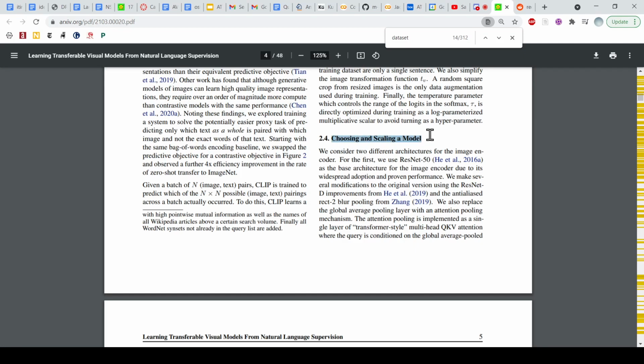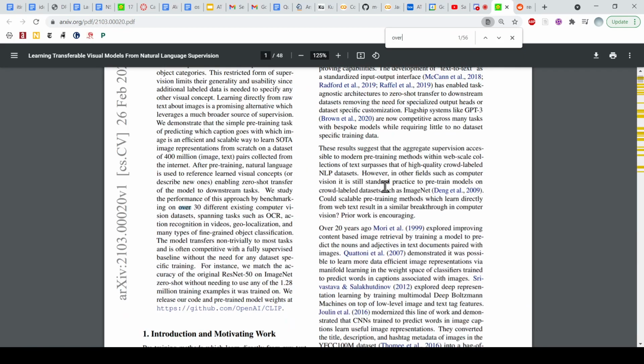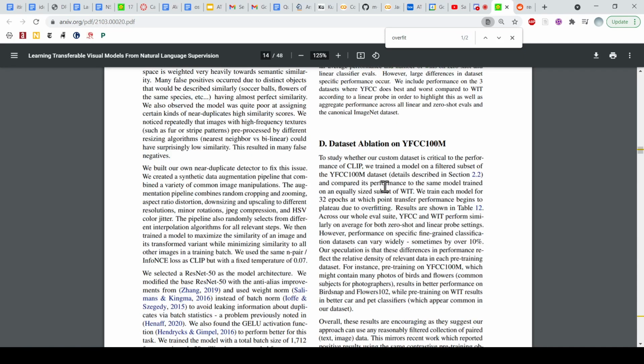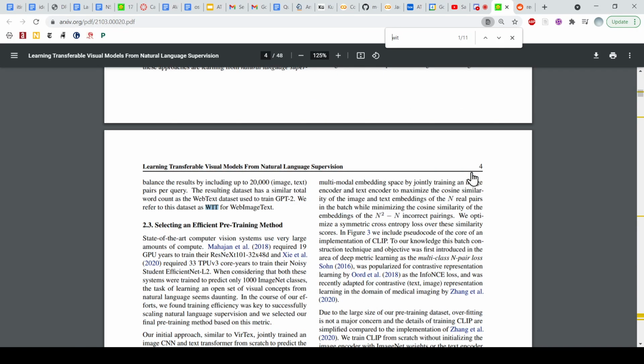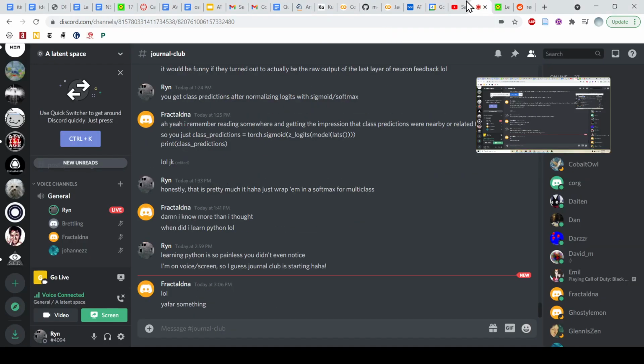They talk about choosing and scaling a model. One thing that they talk about in a different portion of the paper is that with the amount of data they had, they didn't really have to. Oh, here it is. WIT. Why is it not finding WIT in that case? Oh, okay, well. Web image text, yeah. They refer to this data set as web image text, and it has a similar total word count to the web text that they used to train GPT-2. I know I'm kind of belaboring the point, but a massive amount of data was used to train CLIP.